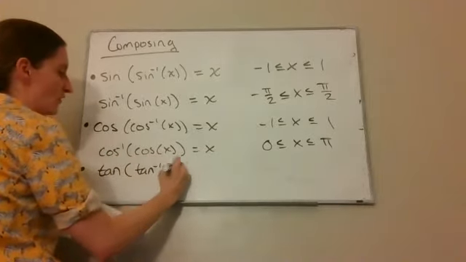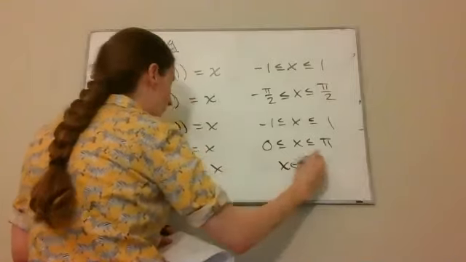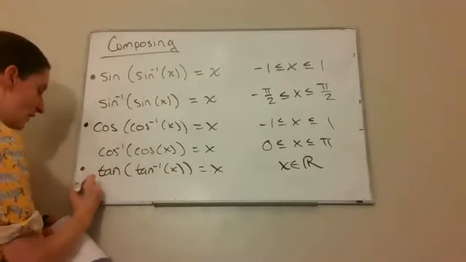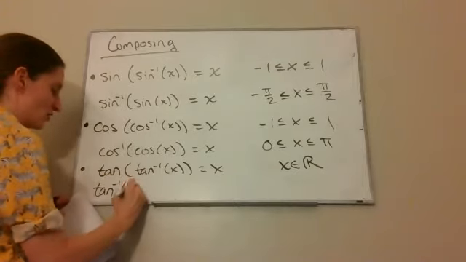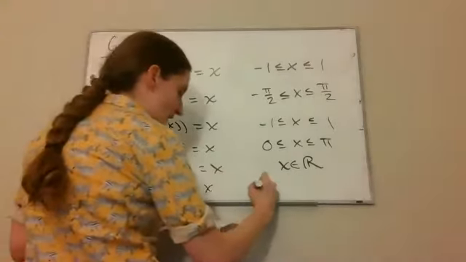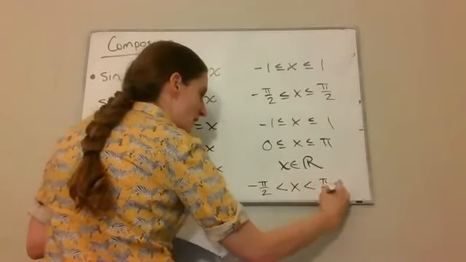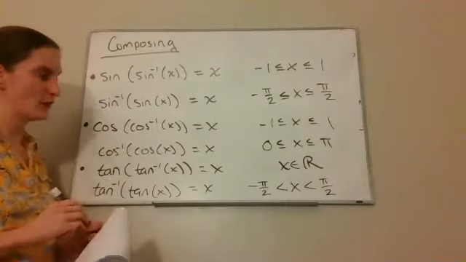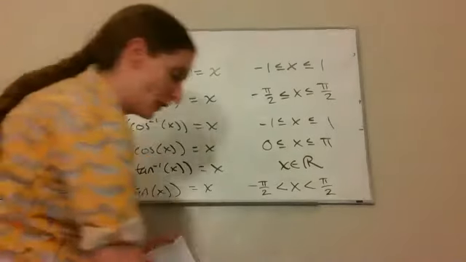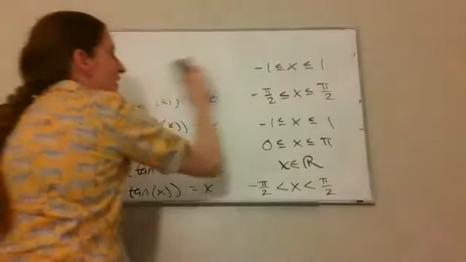Tangent of tangent inverse of x is x, and that's for any value of x because we have a domain of any real number for tangent inverse. And tangent inverse of tangent of x is x as long as we're on that restricted domain for tangent, -pi/2 to pi/2. All right, let's do a couple examples evaluating compositions of trig functions and their inverse.